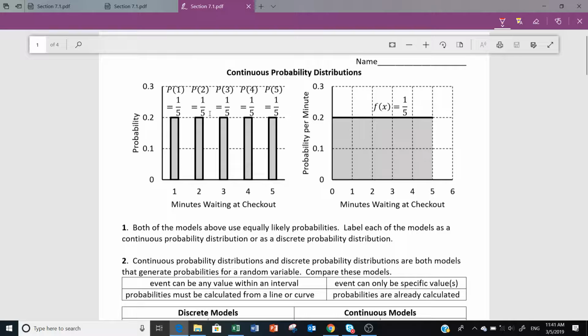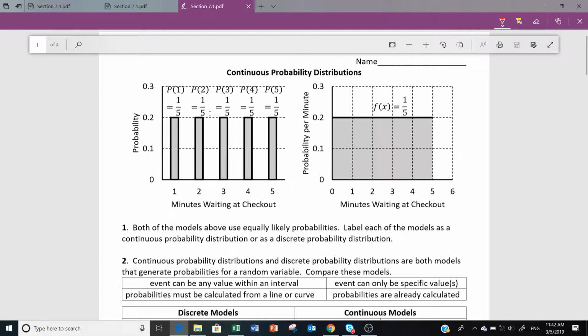Okay, let's go ahead and share. Discrete or continuous? Discrete, very good. Why is the left one discrete? Good. Another way, what was another definition for discrete?